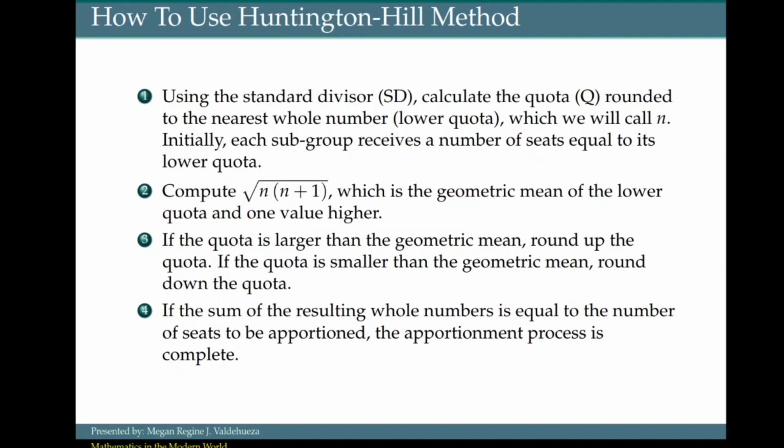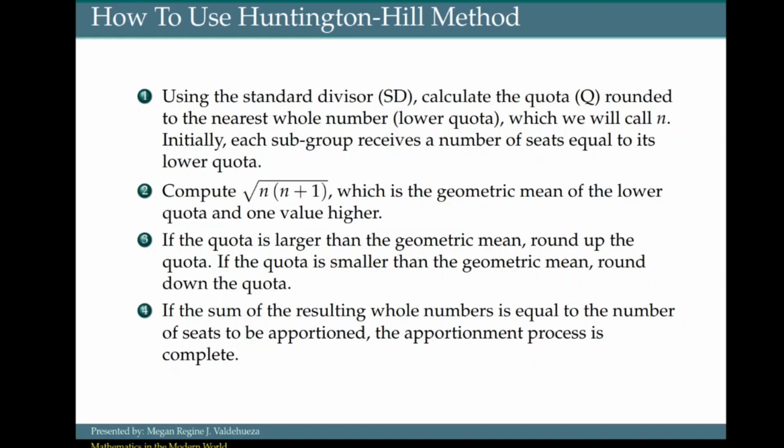To apply the Huntington-Hill method of apportionment, we first calculate the standard divisor, that is by dividing the total population by the total representatives to be apportioned. And then calculate the quota rounded down to the nearest whole number, or that is the lower quota, which we will call n. Initially, each subgroup receives a number of seats equal to its lower quota.